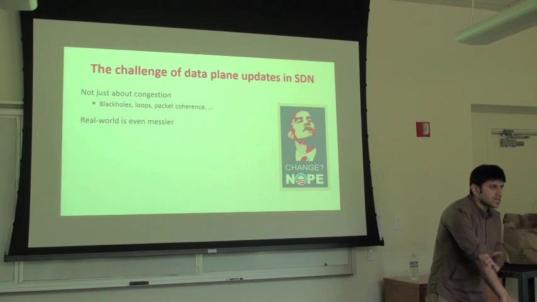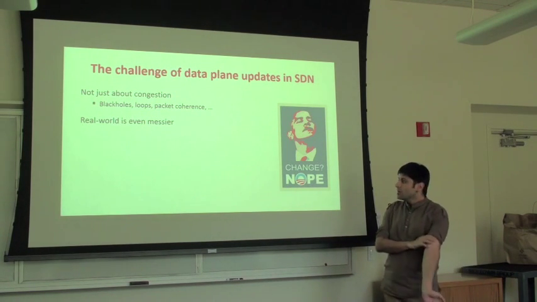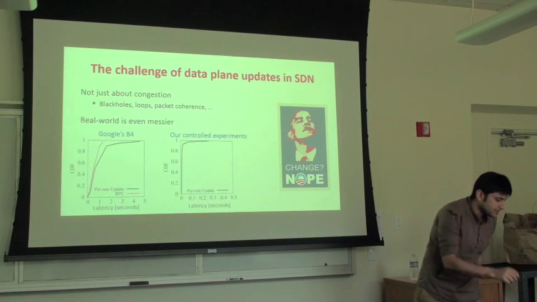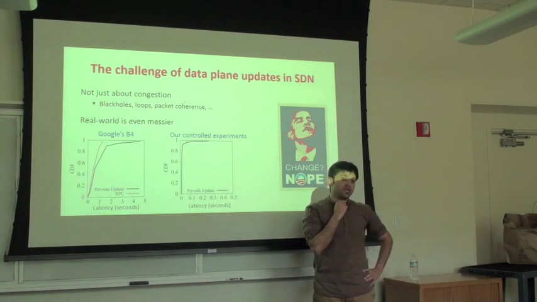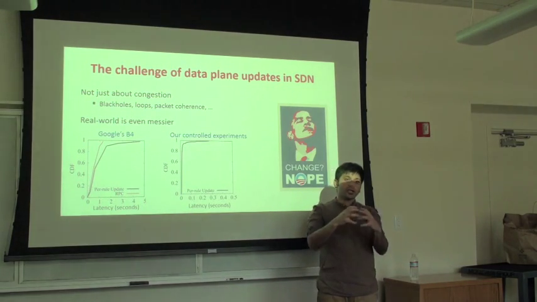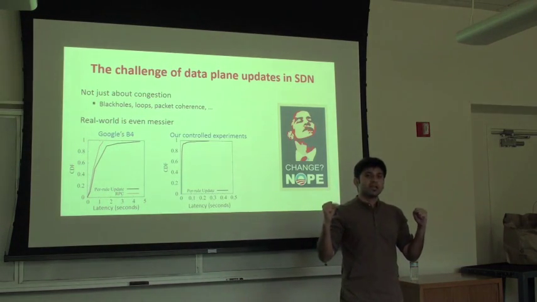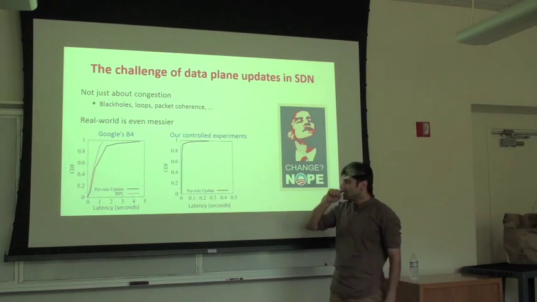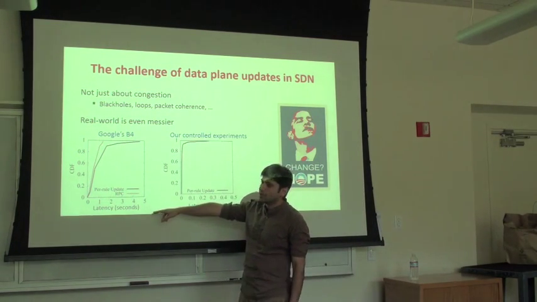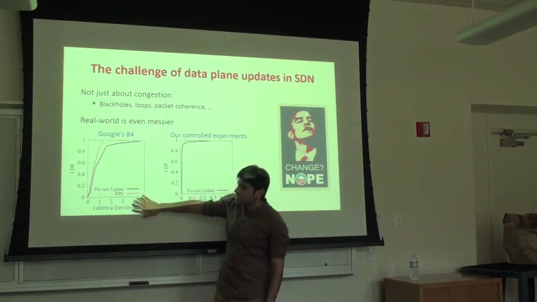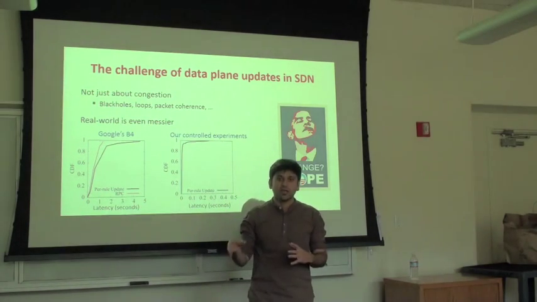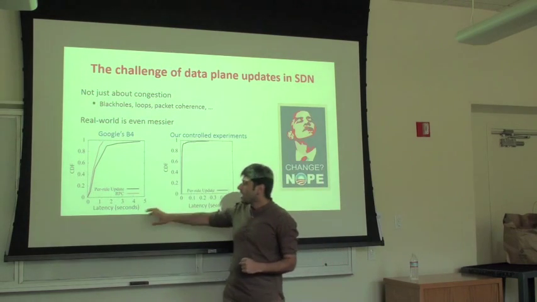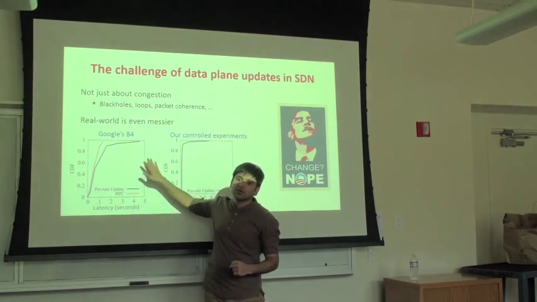The other thing we found, when we started measuring real hardware, was that the real world is even messier. It's messy because switches actually take time to update the rules. So that's going to elongate the mismatch that happens for the duration. This is data that Google reported. By the way, Google also reports that 1% of the attempted updates to the switch actually fail. But for those that don't fail, this is the amount of time they take.